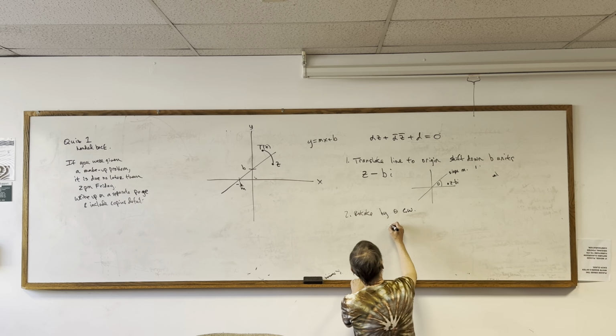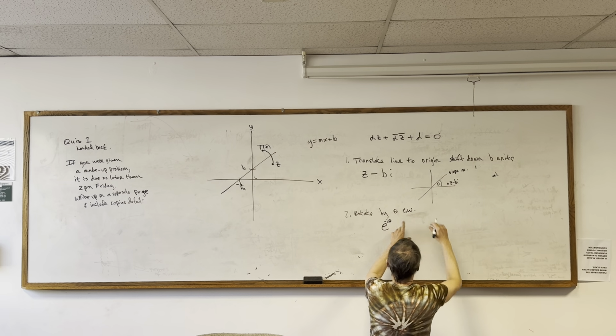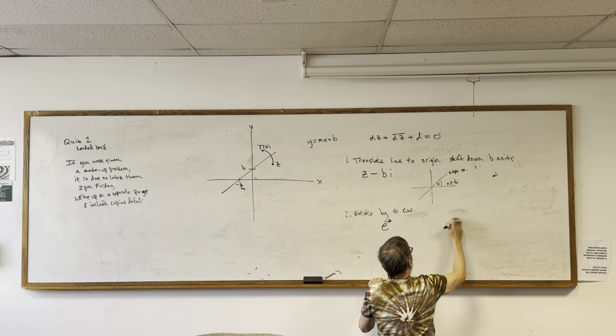So that is times e to the negative i theta, right? Because this is positive. So let me actually say this. If I have e to the i times a positive number, that is a counterclockwise rotation, so that's rotation this way. If I have e to a negative times i, that's a clockwise rotation.